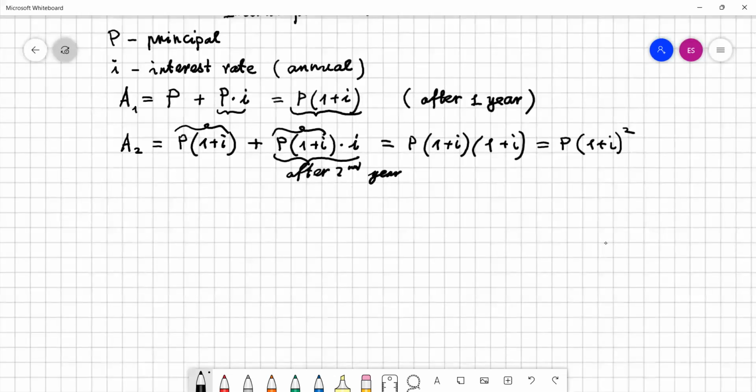Well, guys, we can predict that after n years, imagine that we have n years, we're going to have principal times 1 plus I to the power of n. Like every year is going to add 1 more parenthesis, 1 plus I. Well, this is just called a simple interest formula.